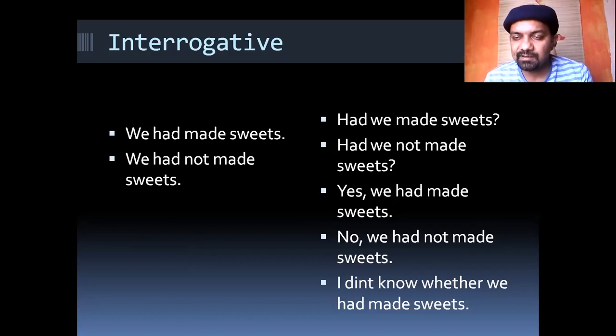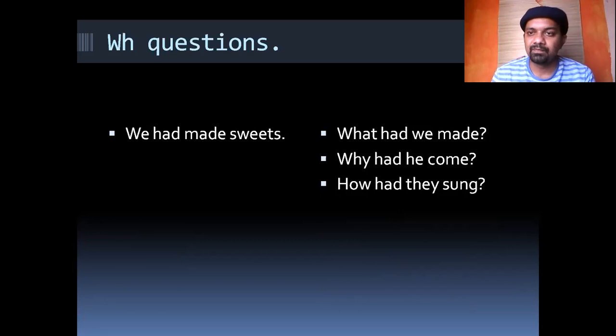To practice, the method we adopted is to ask questions and answer questions in the same tense. Had we made sweets? Yes, we had made sweets. No, we had not made sweets. I don't know whether we had made sweets. The three possible ways of answering. You can frame WH questions to practice and answer WH questions in the same tense so that you can practice and learn faster.